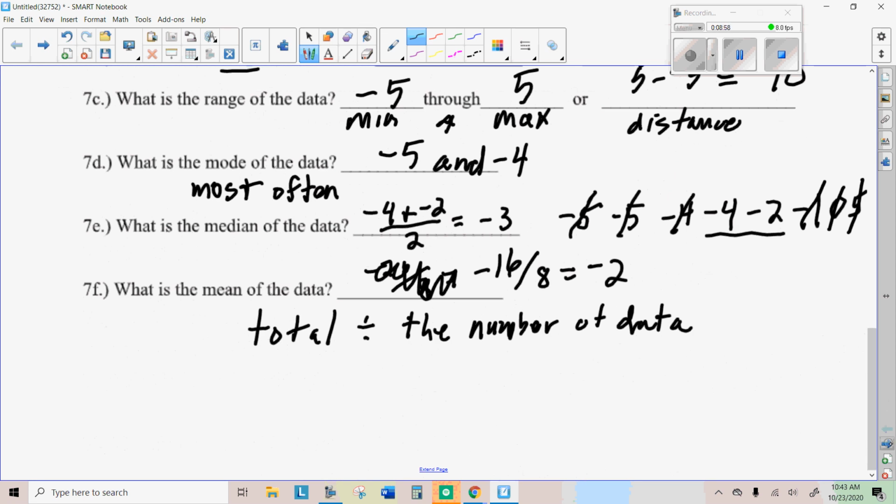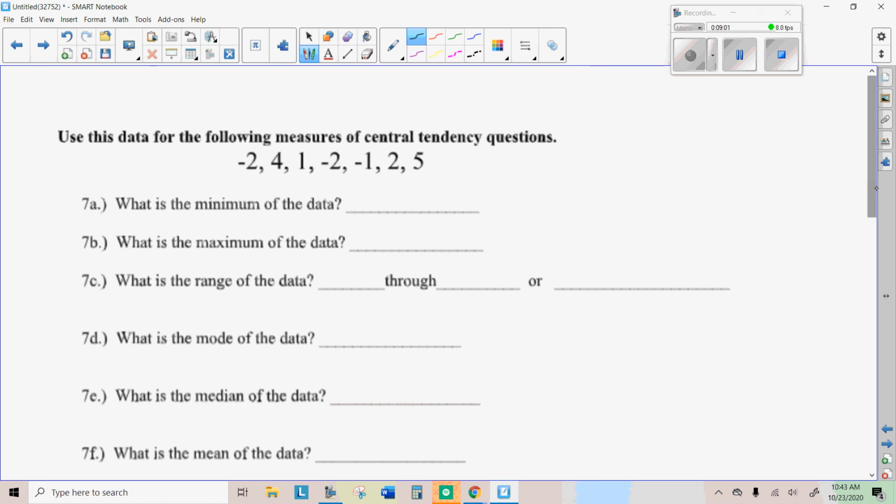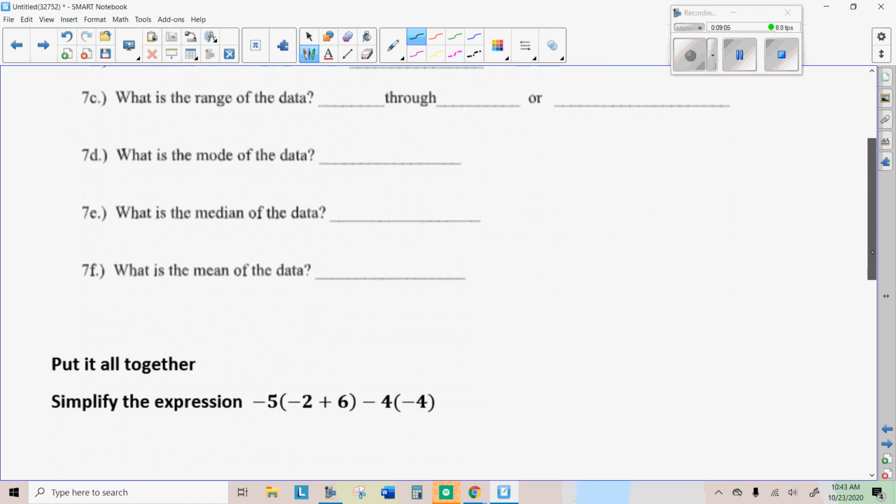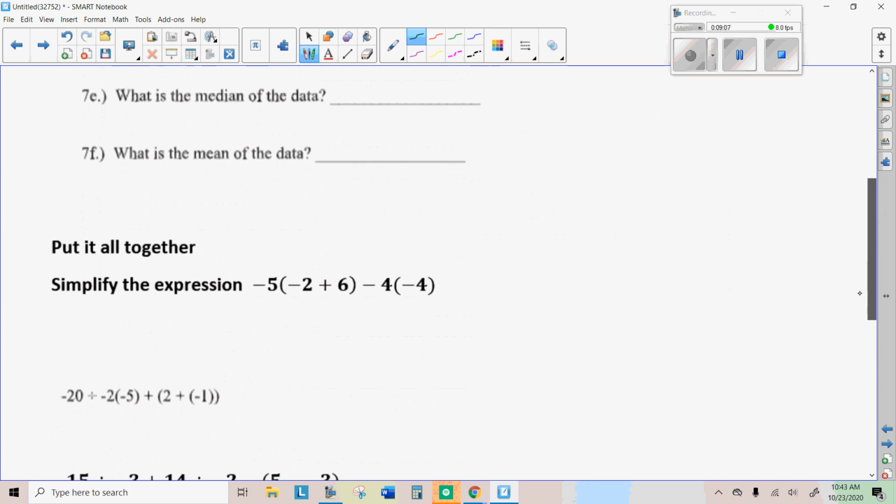Let's go to the next page. You can go ahead and do those problems if you like. Pause as you need to. And I'm just going to talk about one more thing.